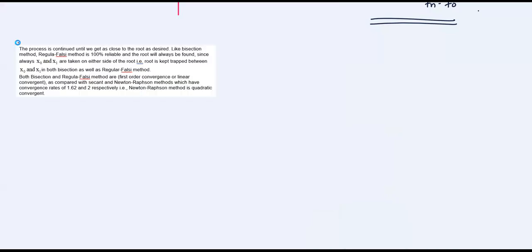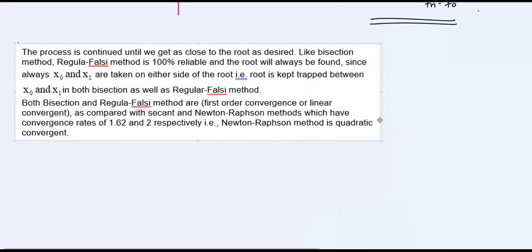This is multiple choice concept wise. These statements here are very important. Now both bisection method and regula falsi method are first order convergence, all linearly convergent. This is important.